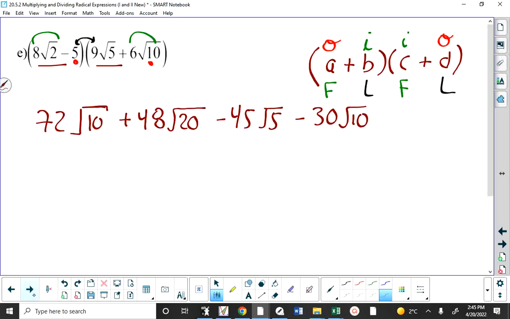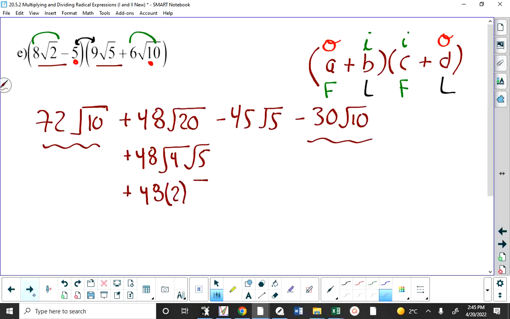Okay. We have a couple of like terms. We have this term, which is like this one. They both have root 10s. But before I deal with that, why don't we just play around with this 48 root 20. 48 root 20 is 48 root 4 root 5. Do you see what my motivation is for doing that? My next term after that is root 5s as well. So what do we get? We get 48 times 2 root 5, or 96 root 5.